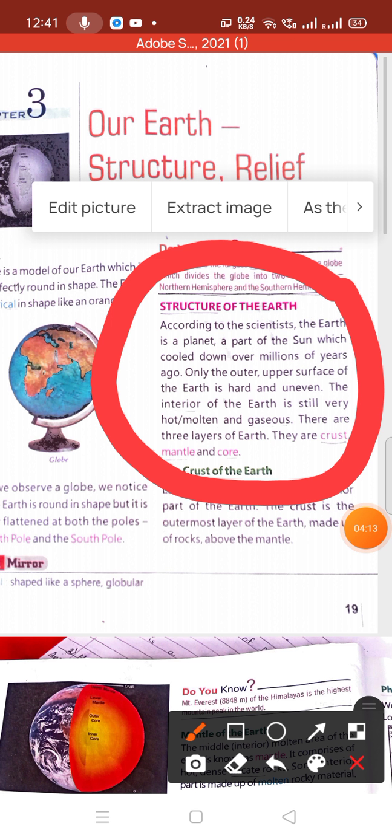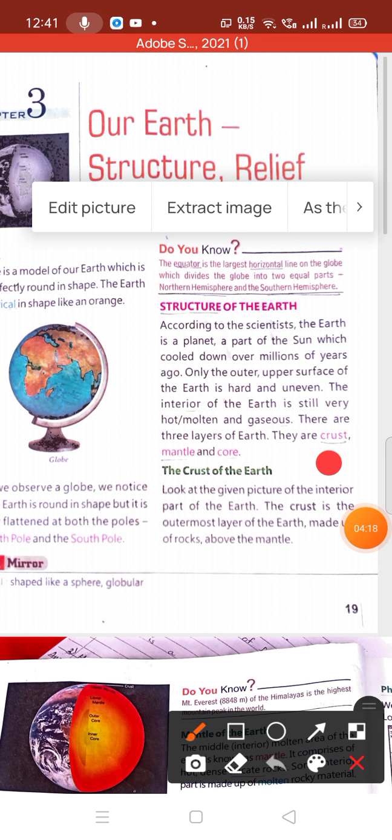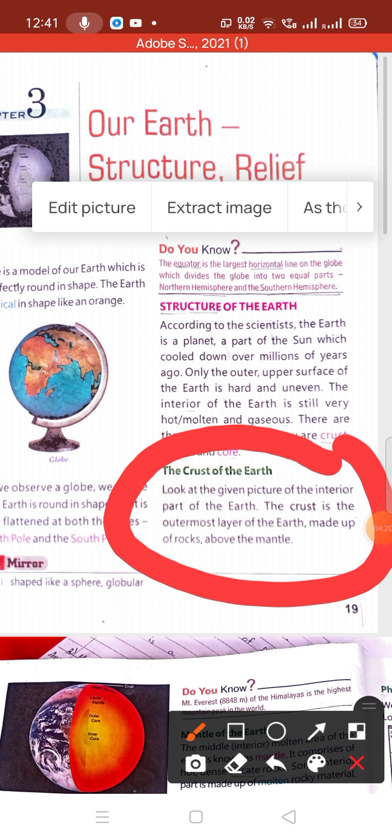Now I am going to read this part. Whenever I am reading, you have to open your textbook and you have to follow that reading.